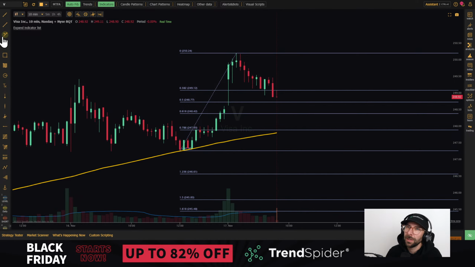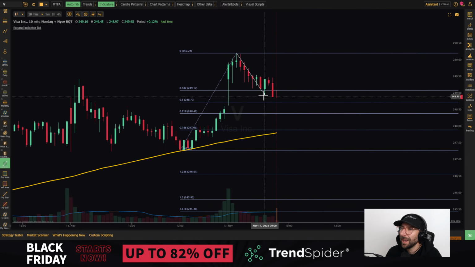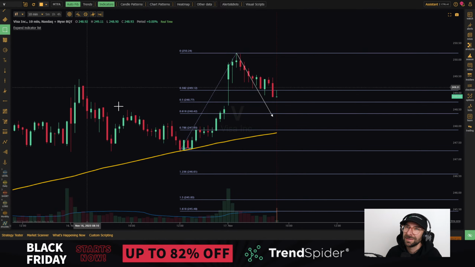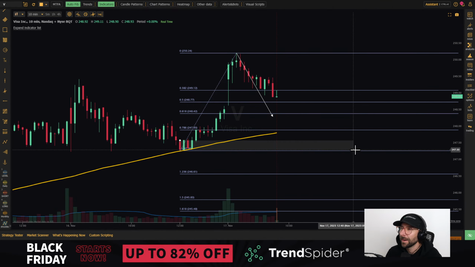In strong uptrends, oftentimes a pullback to the 382 or the 50% will get bought and they'll push higher. If this thing starts breaking below kind of this middle area here, I would be a little suspect about them trying to come back in and test down here. Just today. This is just talking about what might happen today.